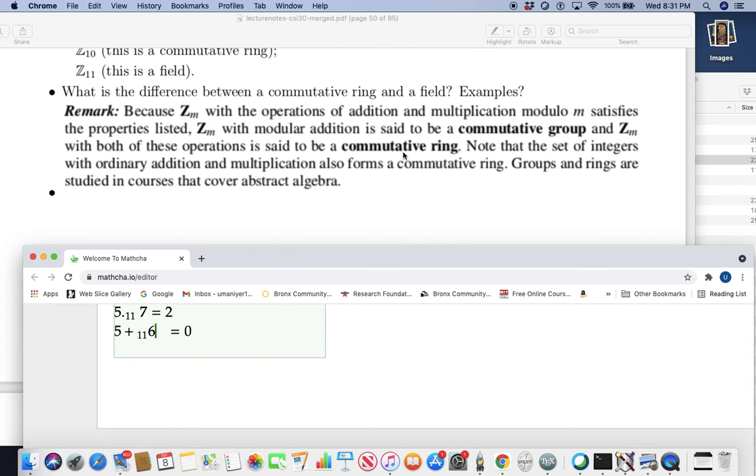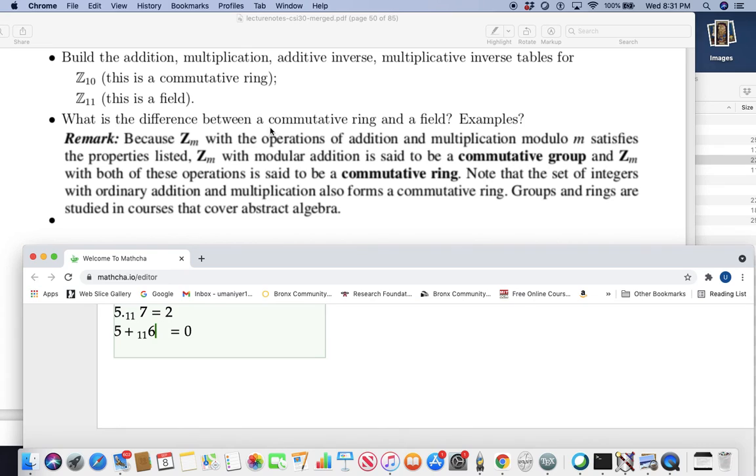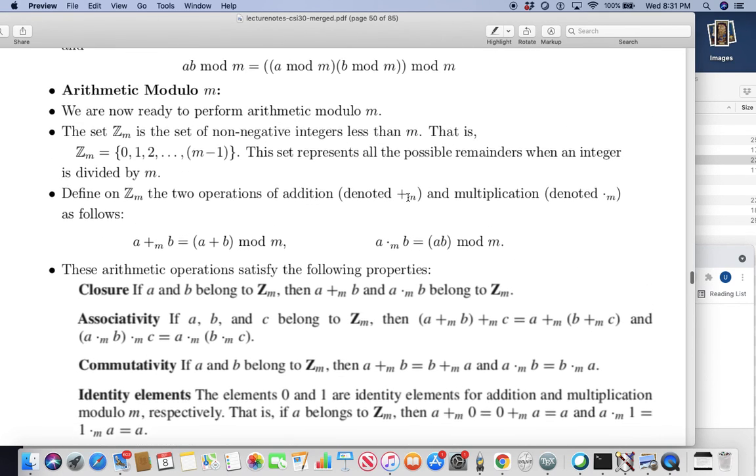There is a difference between a field and a ring. A ring is where you can add, multiply, find additive inverses, but you are not guaranteed multiplicative inverses for non-zero elements. In a field, you are guaranteed multiplicative inverses. Okay, so this completes this particular lesson.